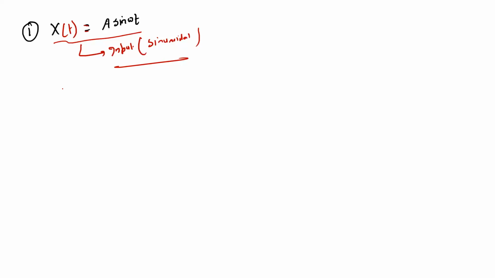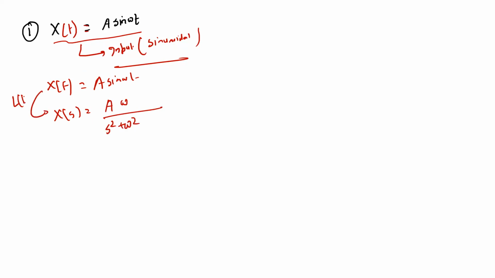So the transfer function of, let's say, a first order process. Since x(t) is equal to a sine omega t, what can I write? X(s) is equal to what? A omega upon s square plus omega square. I'll take the Laplace transform of x(t) and I'll get X(s), t domain into s domain. So this one is your input in s domain, and this one is your input in t domain, right?